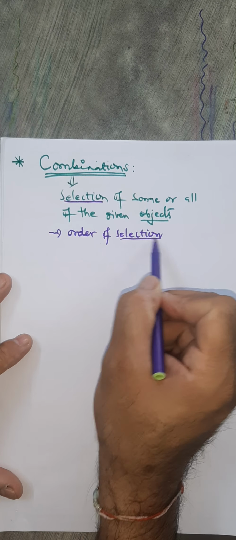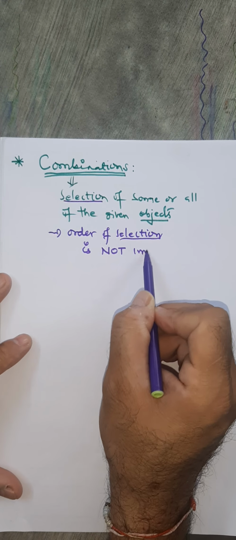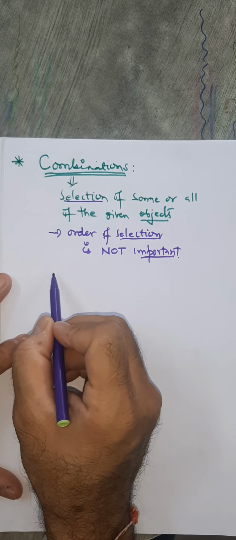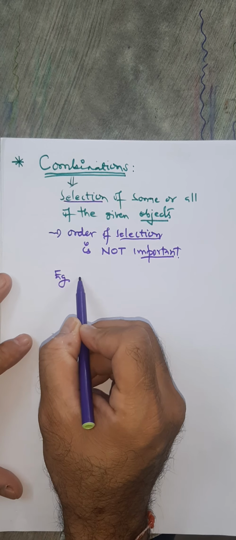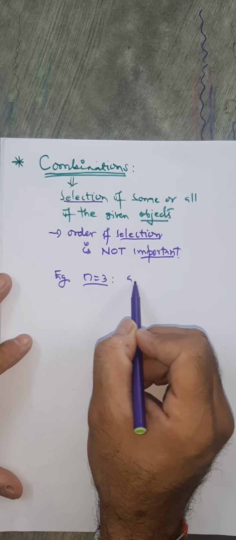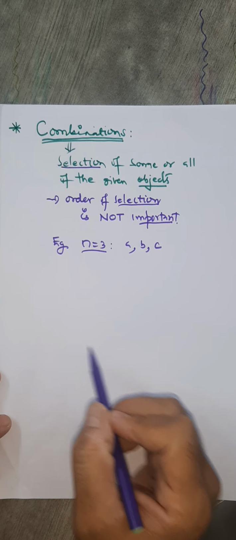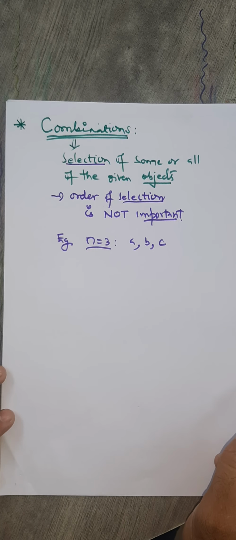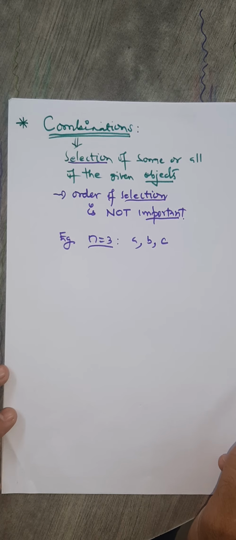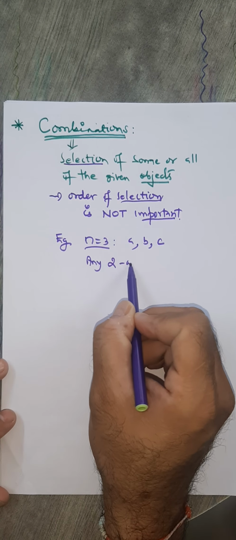Order of selection is not important here. For example, if I have three objects, let's take n equals 3 objects, say A, B, C. Now I'll select any two out of these three. Any two are selected.